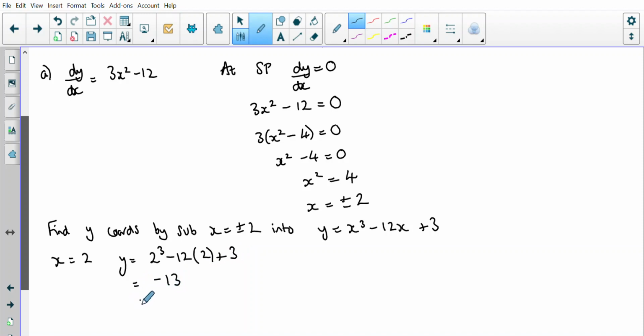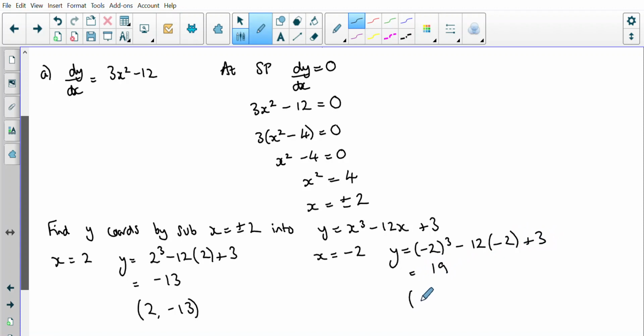So we have our first stationary point at 2, minus 13. When x equals minus 2, we substitute in minus 2. And if we work that out, we would get y is 19. So our second stationary point is at minus 2, 19. So that tells us the coordinates of our stationary points, but it doesn't tell us if they are maximums or minimums. That's part A finished.